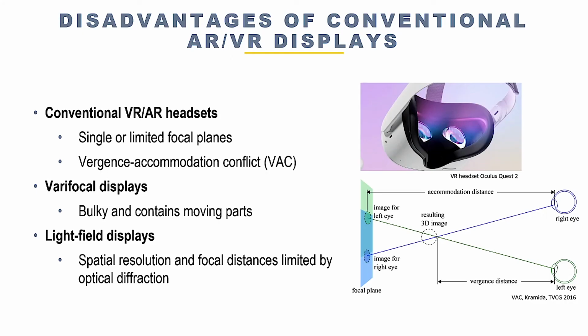Most of the VR and AR headsets available today rely on stereoscopic vision for depth cues. They usually suffer from a limited number of focal planes, which leads to divergence accommodation conflicts, which is known to be a major cause of discomfort in VR and AR. Varifocal displays and light field displays offer a wider range of focal distances. However, they both have disadvantages such as being bulky or being limited by optical diffraction.